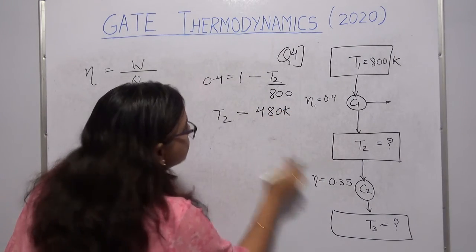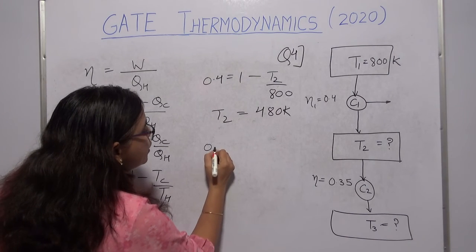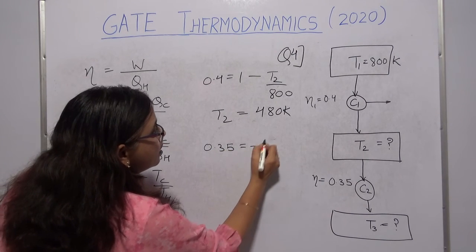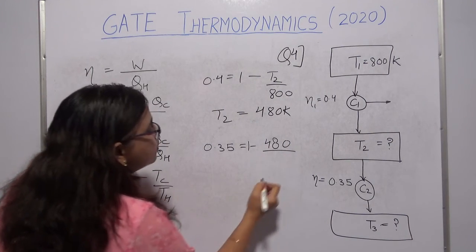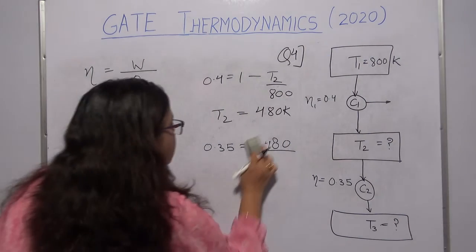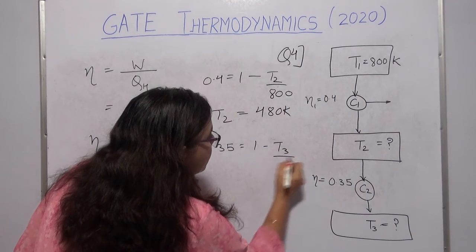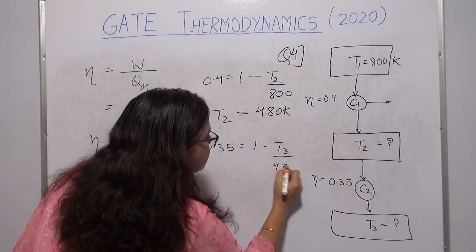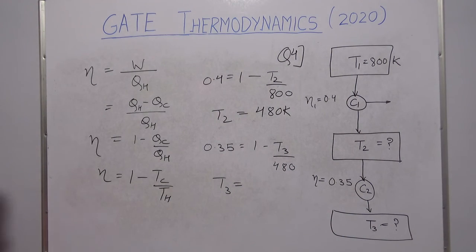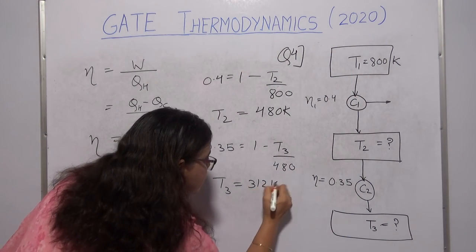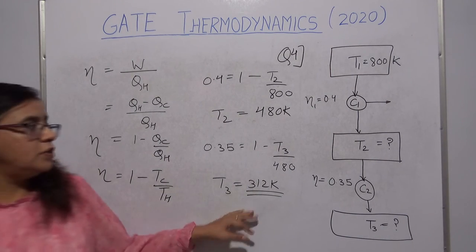Now let's apply this equation again for the second engine. Your efficiency is 0.35, that is equal to 1 minus 480 upon, no, I am writing it wrong. It should be 1 minus T3 upon T2. T2 we have calculated as 480. So solve this and you will get T3 as 312 Kelvin, which is the answer. So a very simple question, for 1 point you can quickly do it.